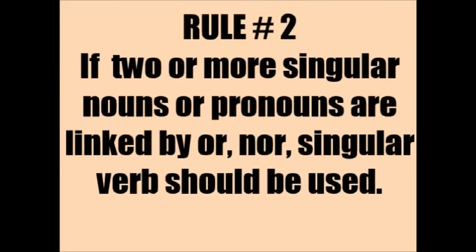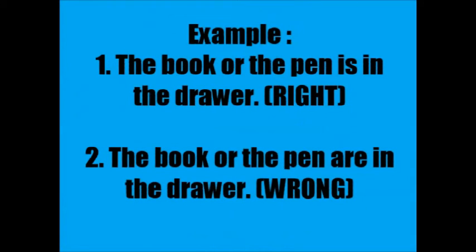Rule number 2. If two or more singular nouns or pronouns are linked by or, nor, a singular verb should be used. Example number 1. Since in our sentence we have two nouns, the book and the pen, that are linked with or, the verb we should use is is.